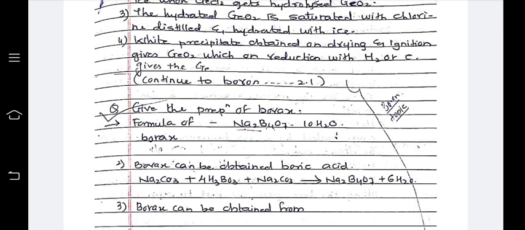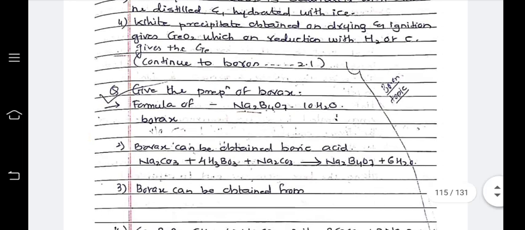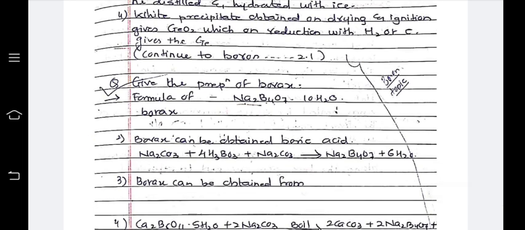The hydrated GeO2 is saturated with chlorine, distilled and hydrolyzed with ice. The white precipitate obtained, on drying and ignition, gives GeO2, which on reduction with H2 or carbon gives germanium.